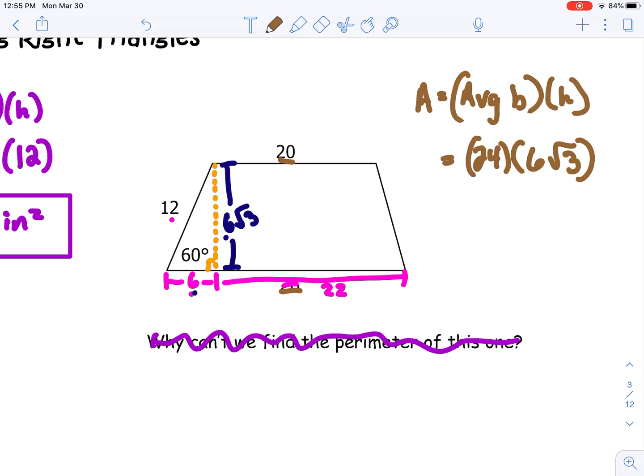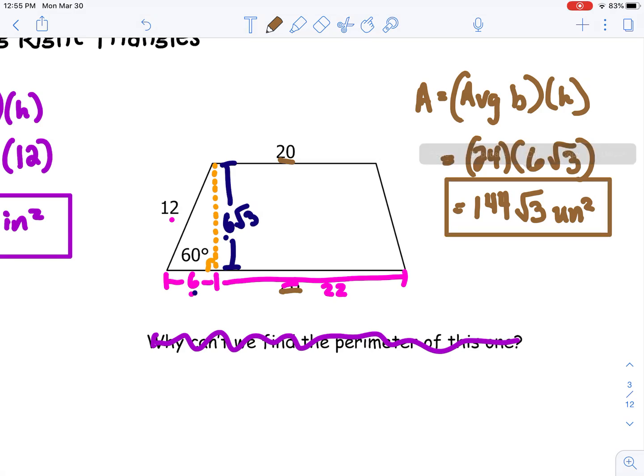We multiply those together, and we get 144 square root of 3 units squared. That is my area. And I'm done.